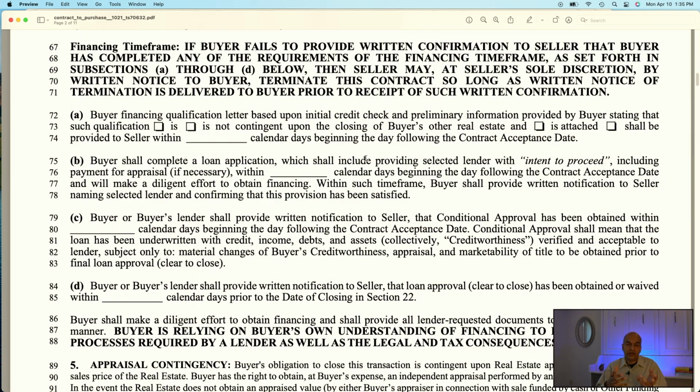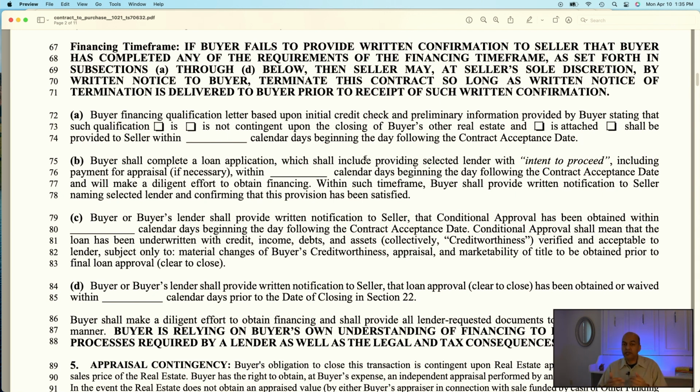Basically, A is saying, here's a pre-approval letter, or I will provide a pre-approval letter, and the pre-approval letter either is contingent on me selling a current house that I have if I'm the buyer, or it's not. Basically, I have enough funds I can buy the house without selling my current house, or I don't own a current house, I'm renting, and it's just a matter of me purchasing a new house.